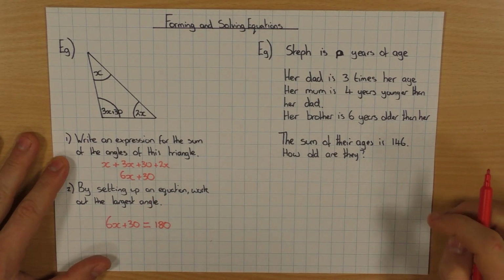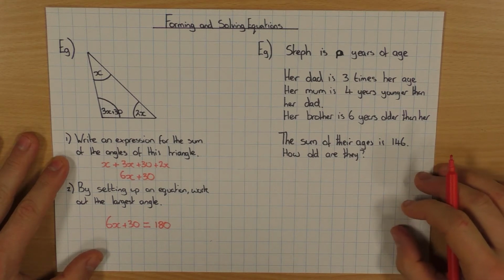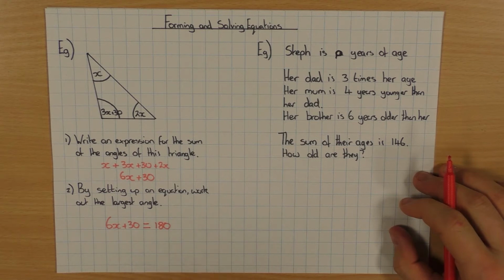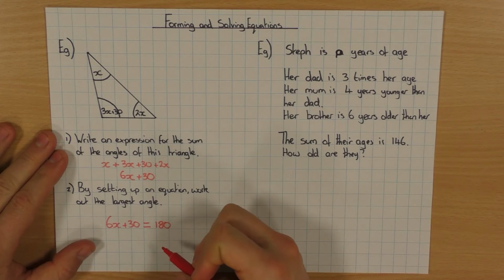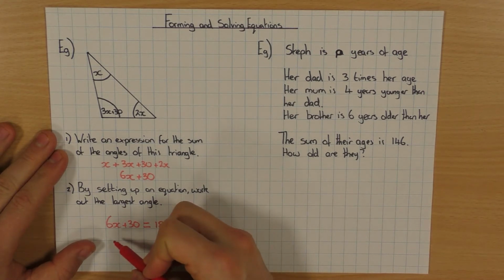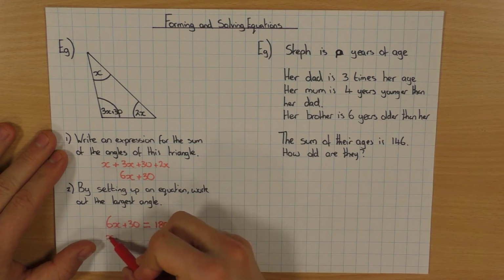There are 2 ways you can solve it. One of them is using the balance method, the other is using the flowchart. Depending on which way you want to do it, it's entirely up to you. I'm going to use the flowchart just for these examples, but of course if you're doing higher and you do the balance method, you can just use that as well. So let's use the flowchart.